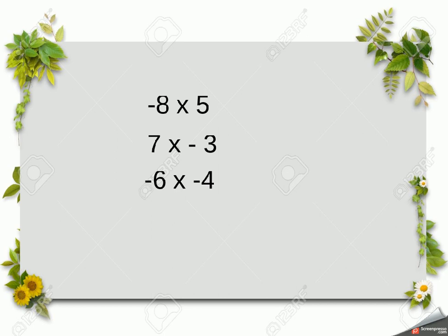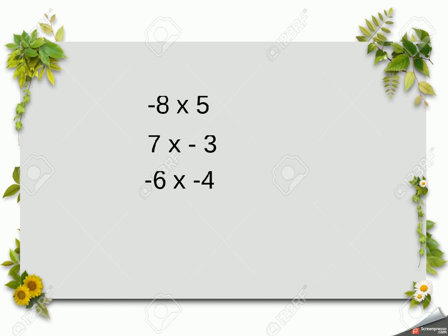So in these three sums, we've got -8 times 5. Well, -8 has got a negative sign. 5 is a positive number. The signs are different, so the answer is going to be negative. The next one is 7 times -3. So we've got a positive 7 and we're timesing it by a -3. So a positive times a negative. The signs are different. It'll give us a negative answer.